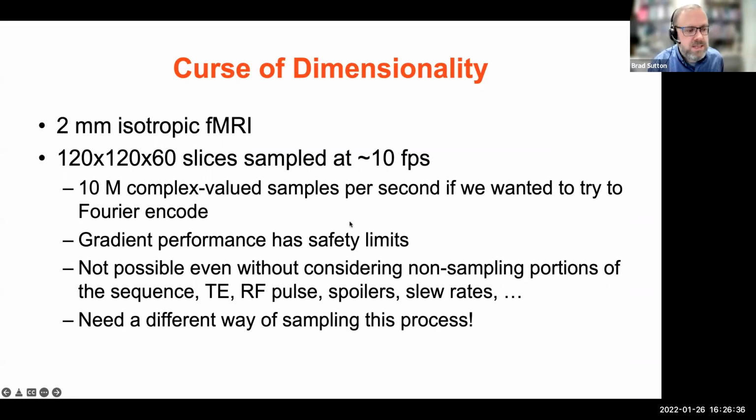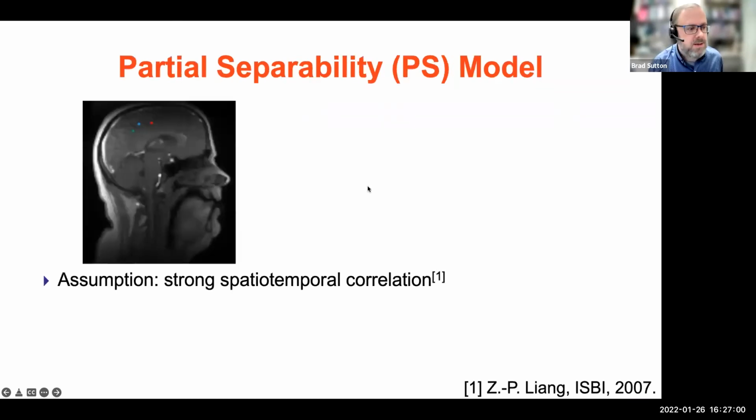There are safety limits on the gradient performance. And even if we didn't have those, we still wouldn't be able to go fast enough, because in order to get this functional signal, we have to wait a certain amount of time in order to build up that contrast too. So we need a different way of sampling. We can't just go through and sample all these points that we need to make these images in a series. We can't get enough samples. So we have to have some other way to do this. And this is where we're going to use the partial separability model.